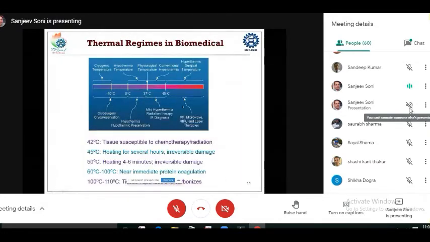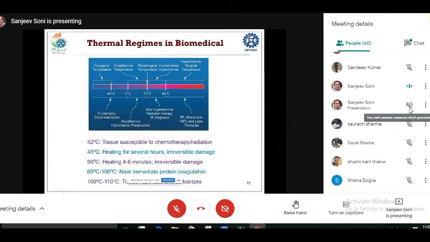There are various temperature regimes. You know that our body temperature is around 98.4 degrees Fahrenheit, which corresponds to 37 degrees Celsius. Higher than that, we call this hyperthermia or thermal ablation. And if you're dealing with lower temperatures below the body temperature, then we call this hypothermia or the cryogenic temperatures. So it is possible to keep a tissue intact at lower temperatures, and it's possible to destroy a tissue at higher temperatures. There are again various temperature regimes in which human tissue responds.